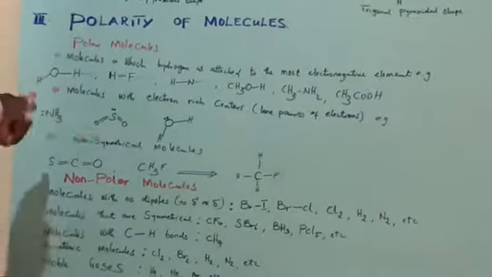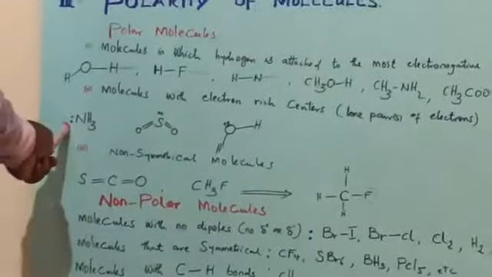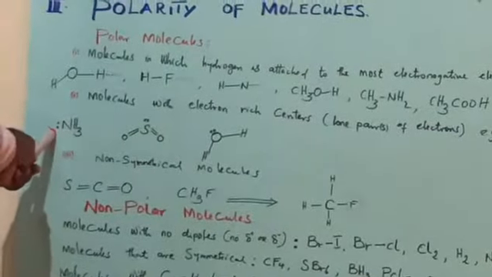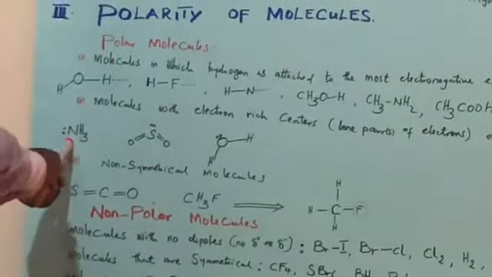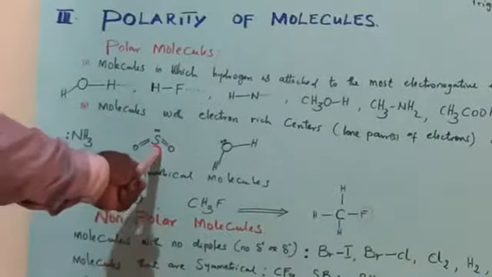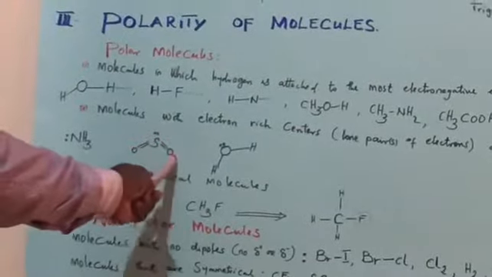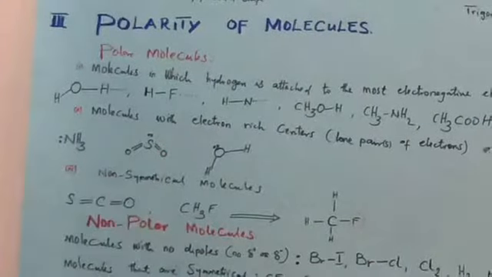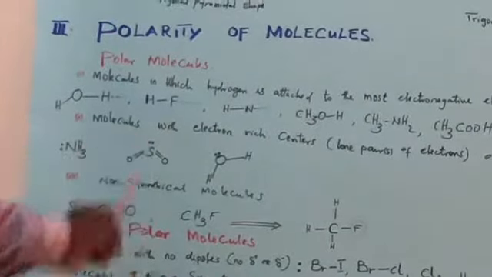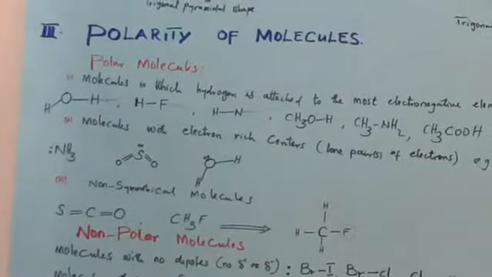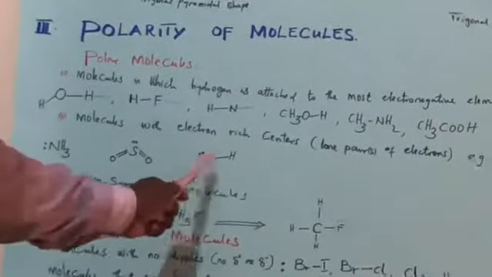This is ammonia. Ammonia here has a lone pair of electrons. That's an electron-rich center. That makes it polar. This other bond here, O double bond S and double bond. These double bonds are electron-rich centers, plus the lone pair of electrons make them even more polar than any other compound.